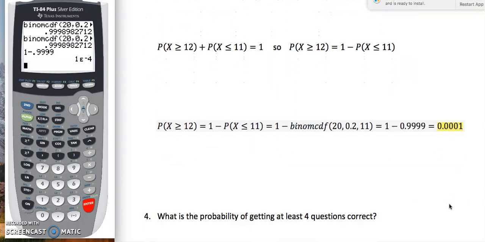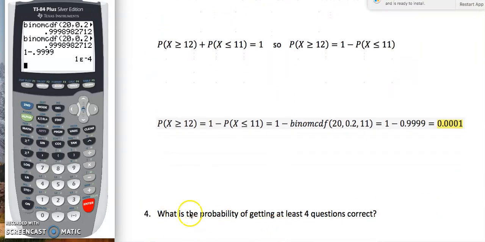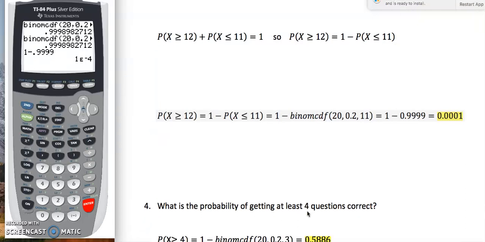So let's look at this one. What is the probability of getting at least 4 questions correct? Once again, that means 4 or more questions correct. So 4 or 5 or 6 or 7 or 8, all the way up to 20. So once again, we're adding up probabilities. We're going to want to use CDF here. But the calculator always starts at 0 and adds up to some number. Well, this is starting at 4 and adding up to x equals 20. So we need to rewrite it a little bit so that we can use the calculator.